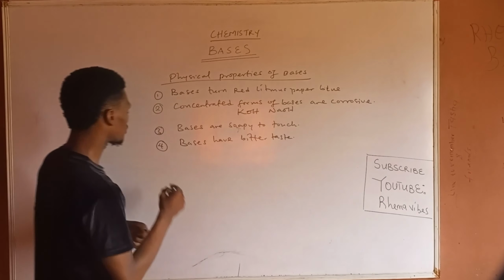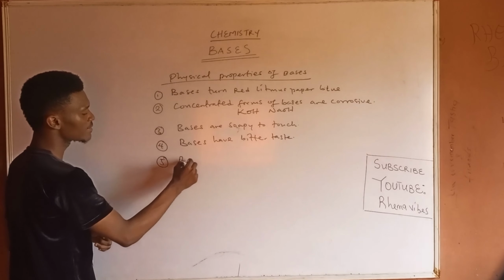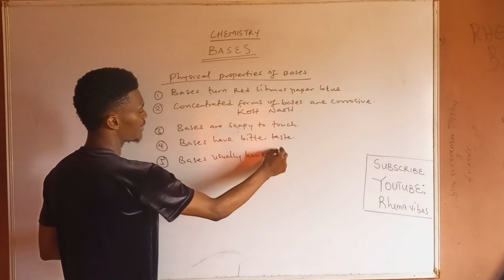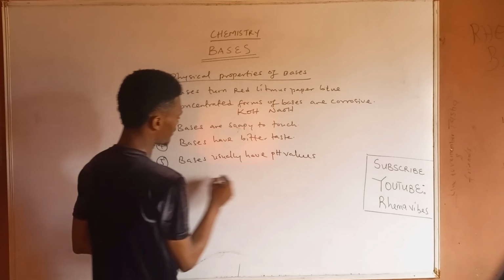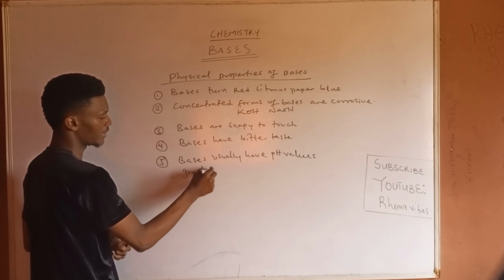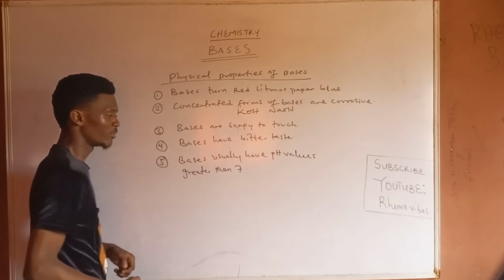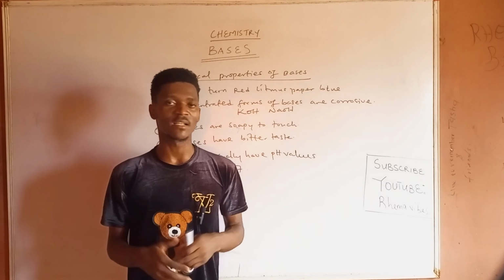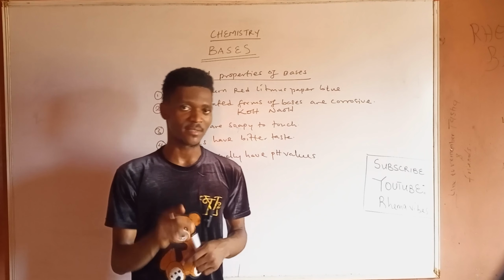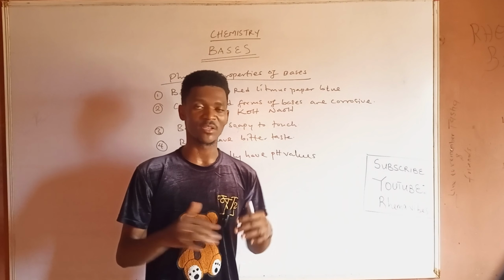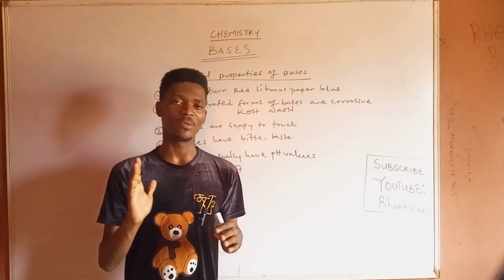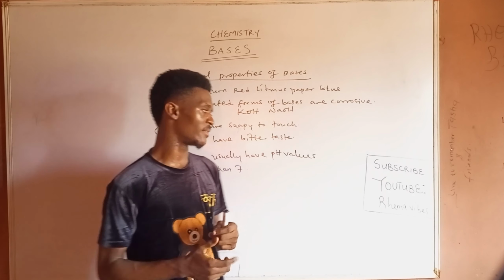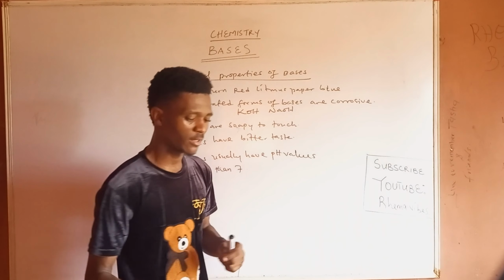Okay? Then number 5, bases usually have pH values greater than 7. Okay, so they usually have pH values greater than 7. Don't forget, acids have pH values less than 7. Then while that of the neutral point is what? Is 7. All right, so when you are coming down in the pH scale ranging from 0 to 14, now below 7 is what? Acidity. Above 7 is what? Alkalinity or basicity. All right, so these are the physical features of bases.